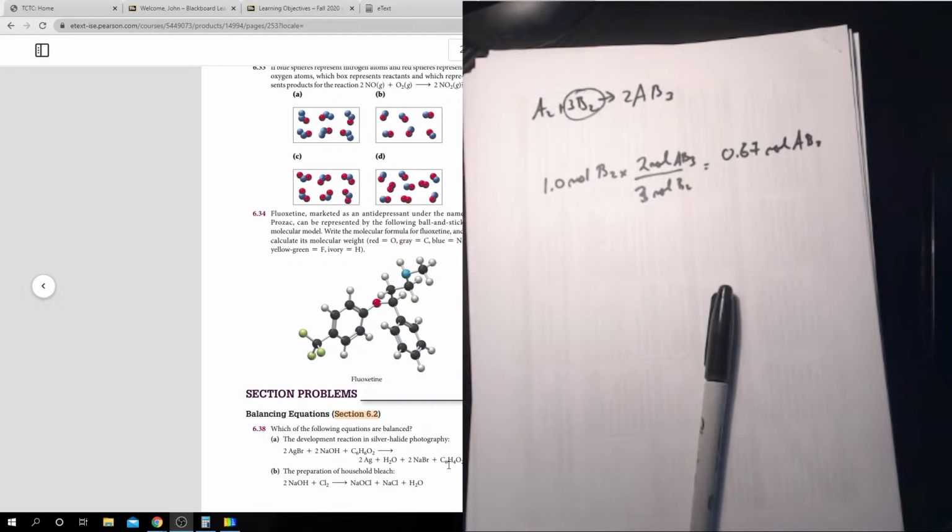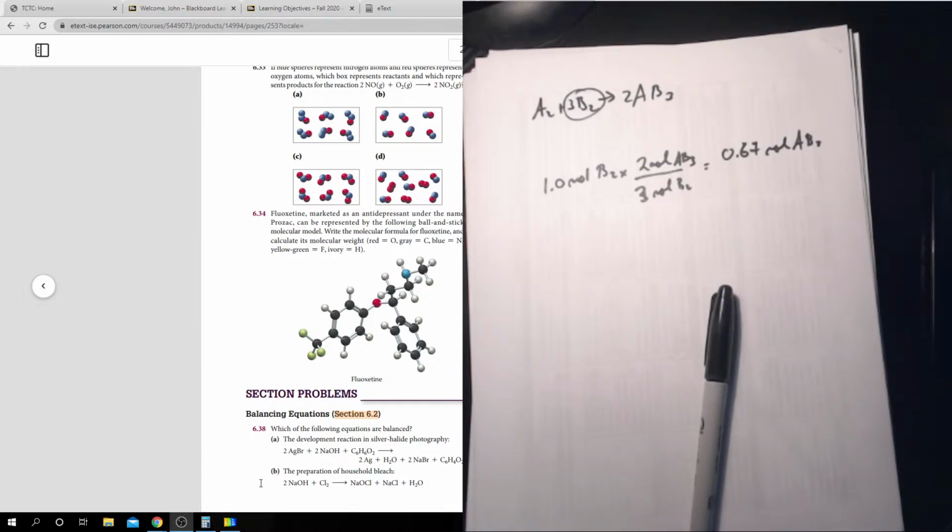The hydrogen is not balanced. Oh, wait. Yeah, no, the hydrogen is not balanced. We have 4 plus 2 makes 6 hydrogen on the right. We have 6 plus 2 makes 8 hydrogen on the left. So no, the hydrogen is not balanced. We lost hydrogen somewhere. The preparation of household bleach.